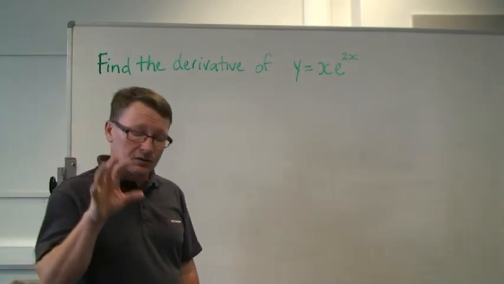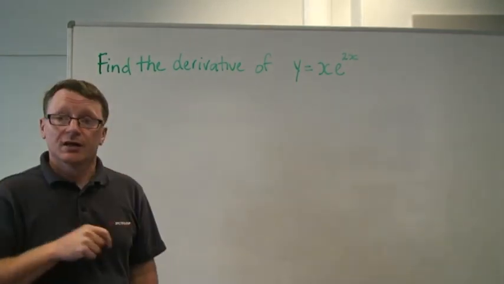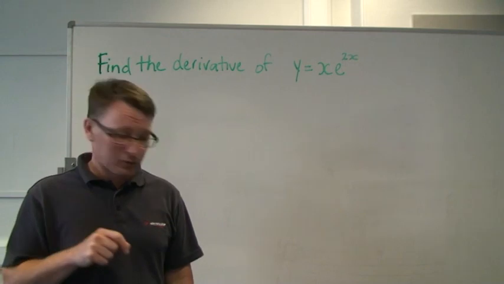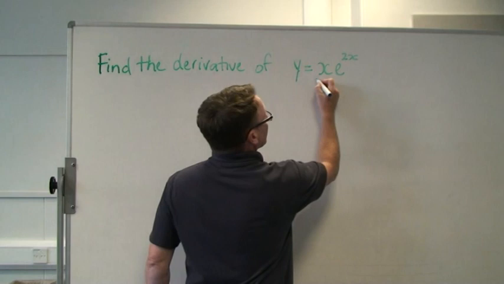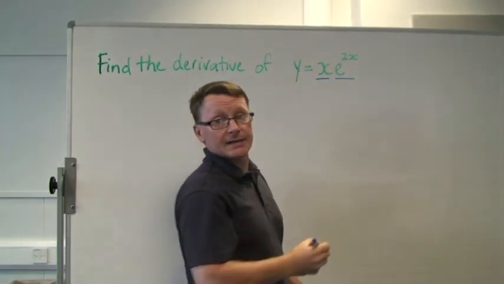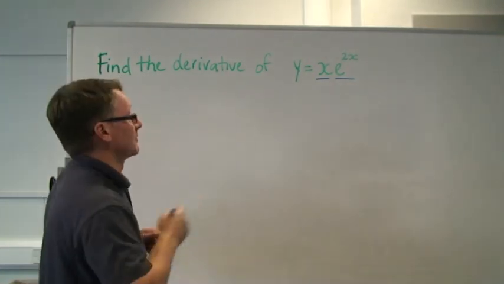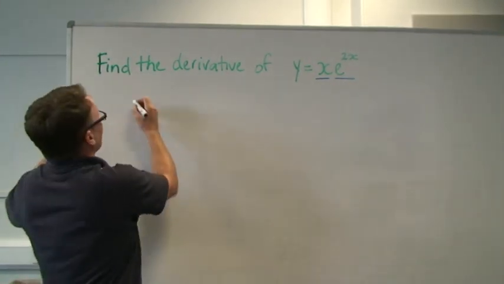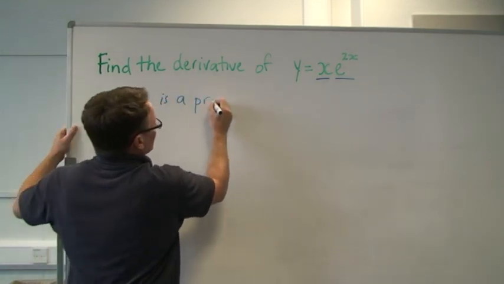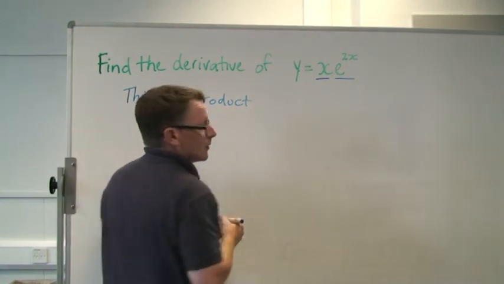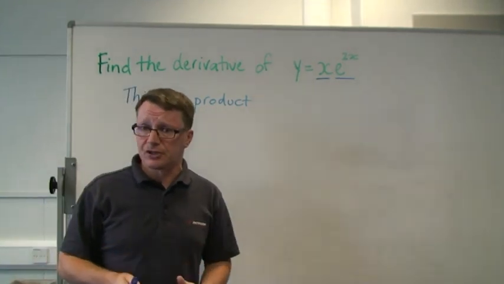In order to solve this, we first need to identify that this function is a product of two other functions. It's a product of the functions x and e to the 2x, both of which you'll find in your list of standard derivatives. So the first thing to identify is this is a product of two functions. So we need to use the product rule for differentiation.